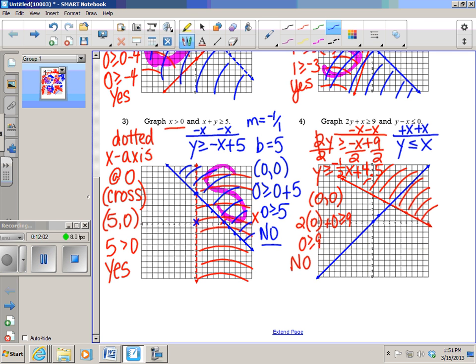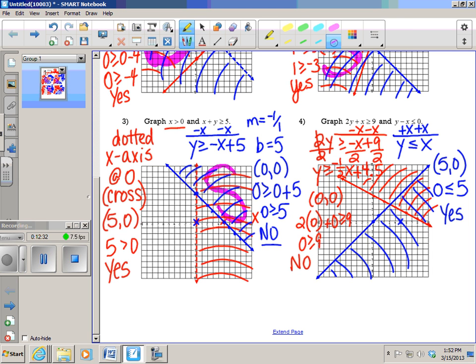And now to switch to blue, I think it's not really a good idea to test 0, 0 because the line is going through the origin at 0, 0. Let's test the point 5, 0. And so y, which is 0, is less than or equal to x, which is 5. Is 0 less than or equal to 5? Yes, it is. And so I am going to shade from the blue line towards that point 5, 0.